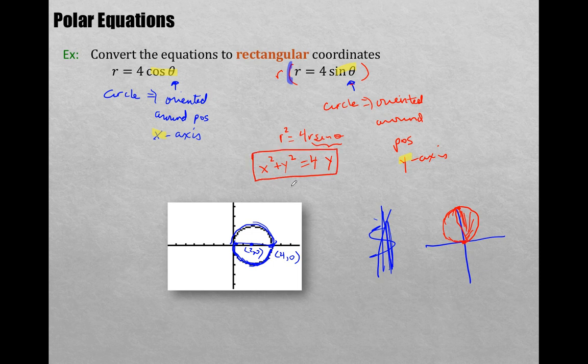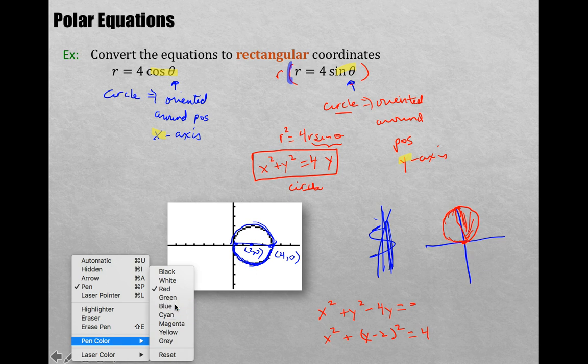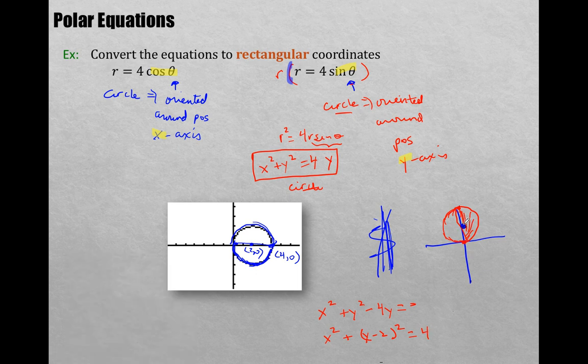If you're asked to identify, hopefully you recognize that's a circle from the polar form, and if somebody asks you to graph or where the center is, you need to complete the square. So this is a circle with a center of 0, 2 and a radius of 2, right? Because this is radius squared.